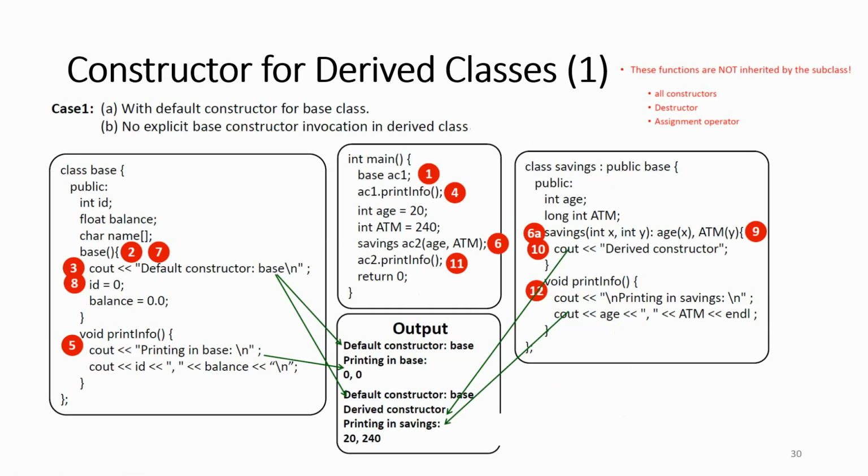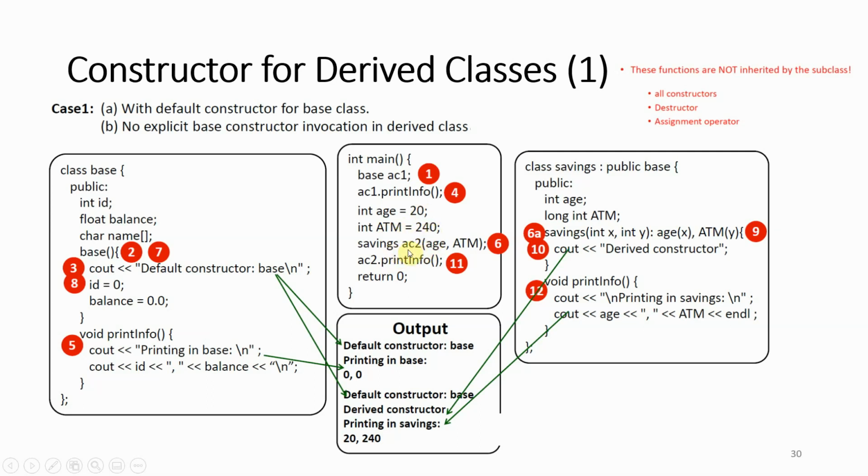This is a slide from an IIT course on object-oriented programming. It's very useful. So you see that here we are instantiating an object of the base class, right? So it would go here, it would print this one, initialize ID, initialize the balance, right? And then here AC1.printinfo, it's going to go here. Age and ATM become 20 and 240.